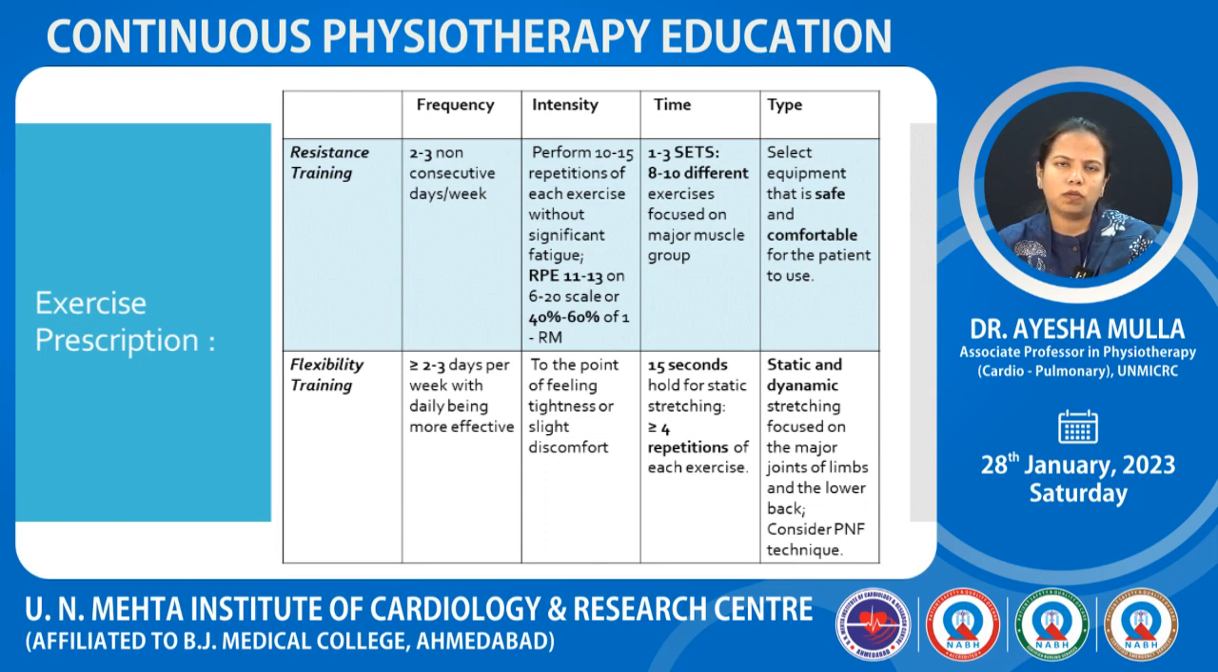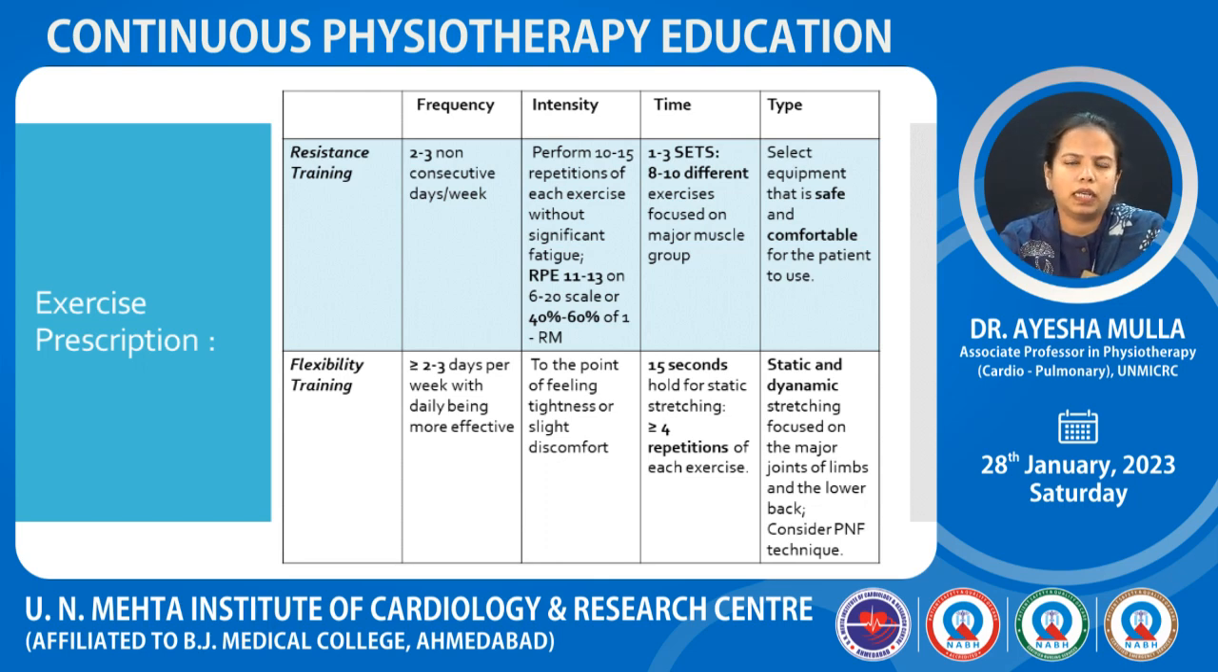So whenever we ask the patient to go for resistance exercise, we have to ask them to perform 10 to 15 repetitions for each exercise without any fatigue. So that intensity or hardness level should be 11 to 13 on the RPE scale. After 10 to 15 repetitions, we ask the patient to go for another group of exercise so that we can relax the same group of muscle. And the patient has to perform 1 to 3 sets for 8 to 10 different exercises, focusing on the major muscle groups. Type of activity, you can decide depending on the condition of the patient, but it should be safe and comfortable for the patient.